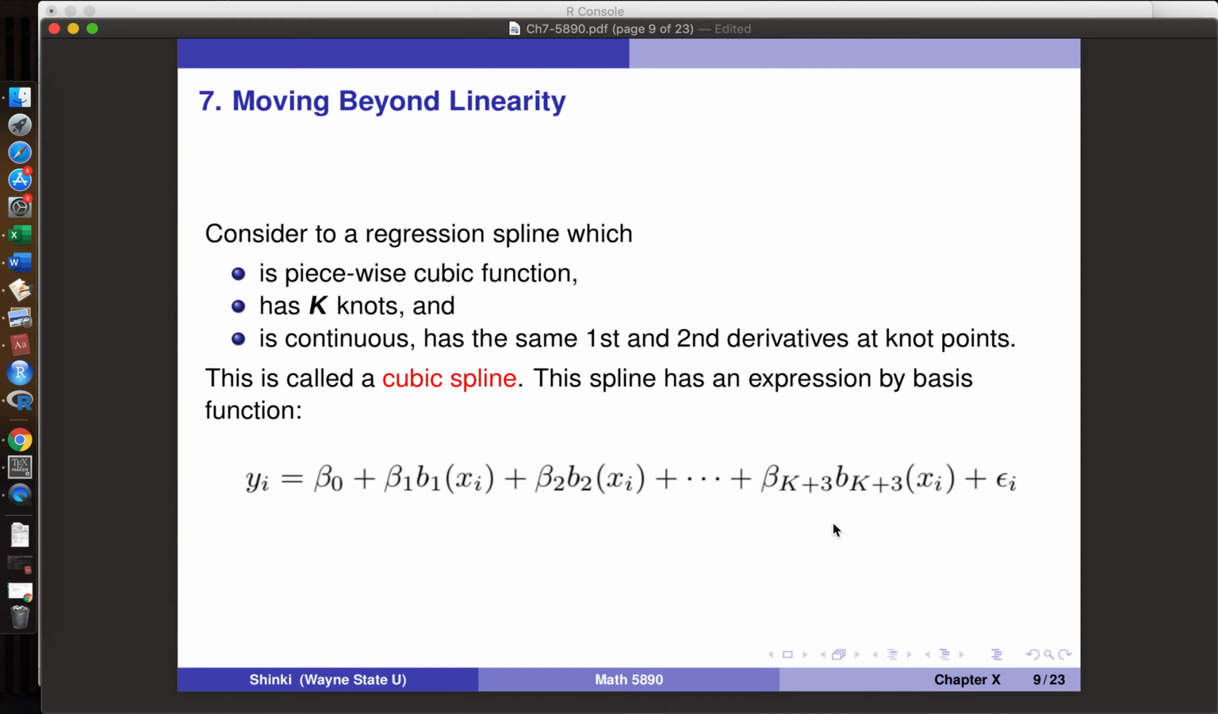Okay, so in the next video we do the computer experiment of regression spline. See you then.